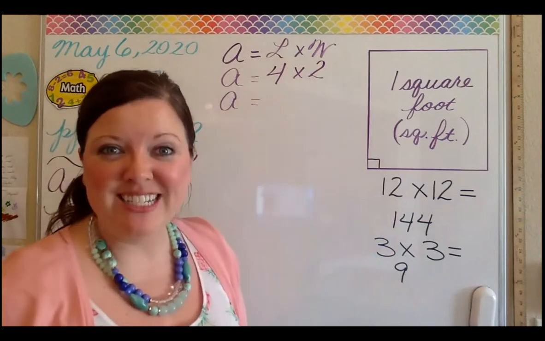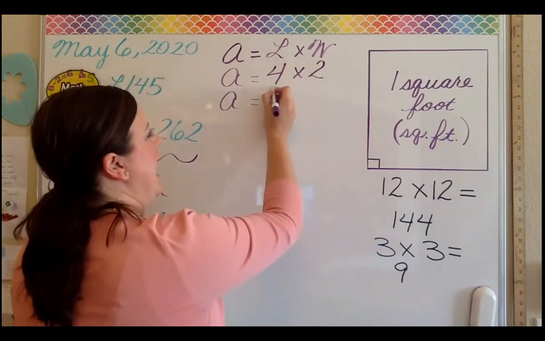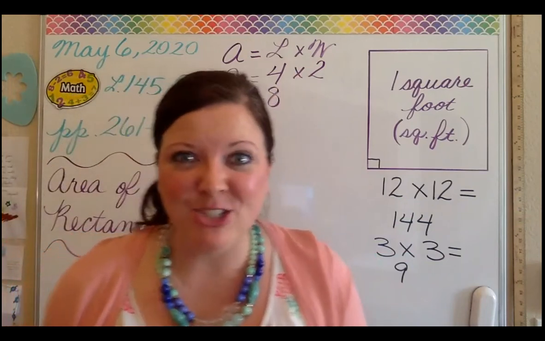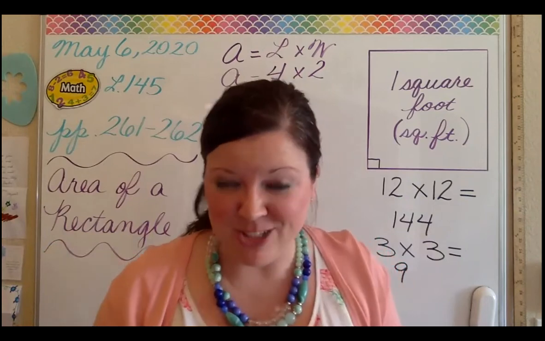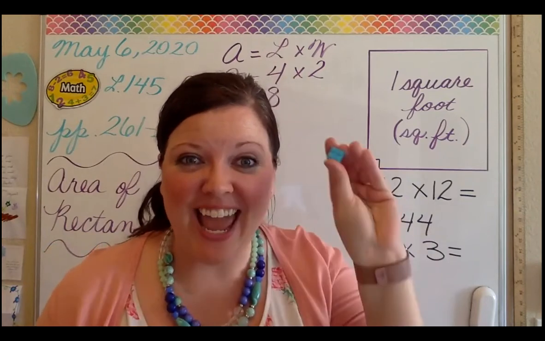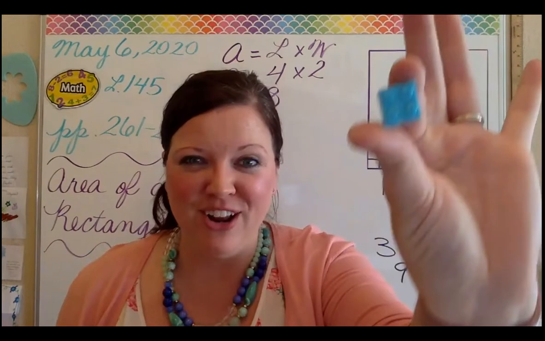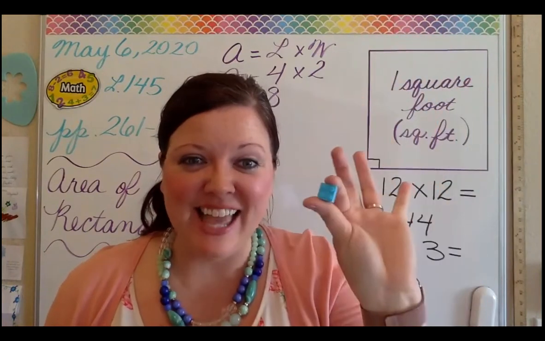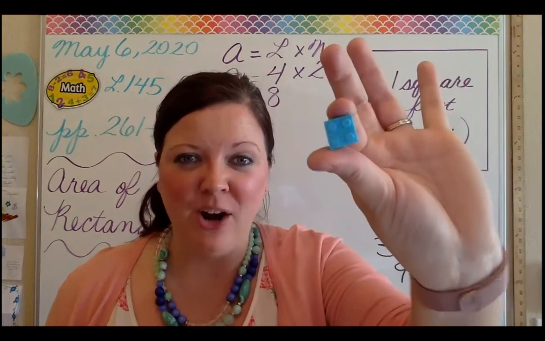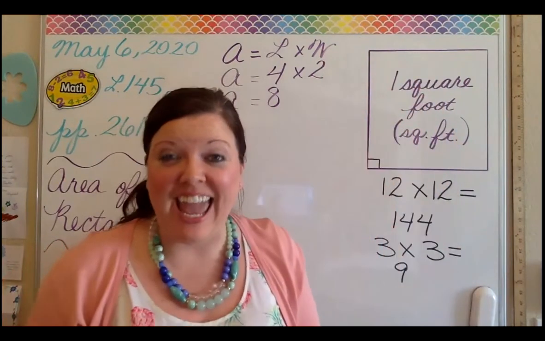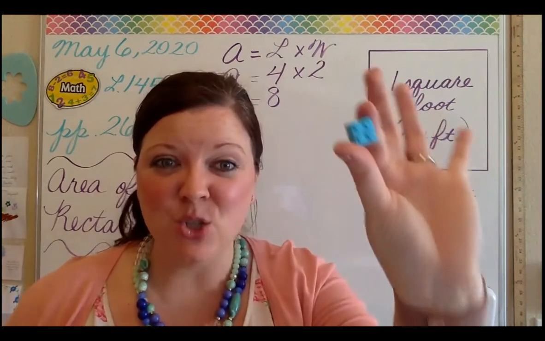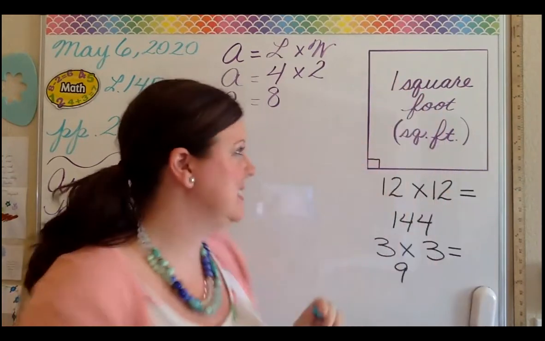What is 4 times 2? 8. But we're not finished. We must do something very special whenever we're finding area. And I want you to remember this little square right here, this little Lego. This Lego is a perfect little square. And when we're finding area, our answer must always be in square units.